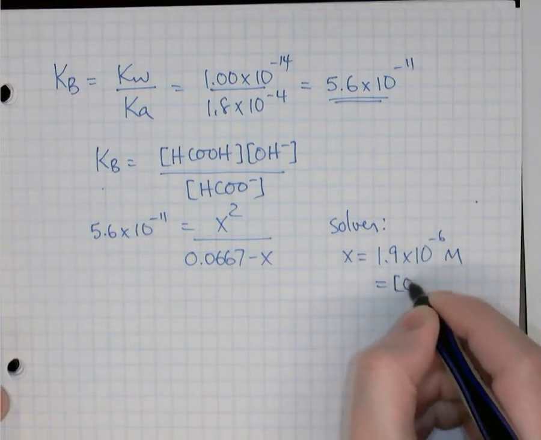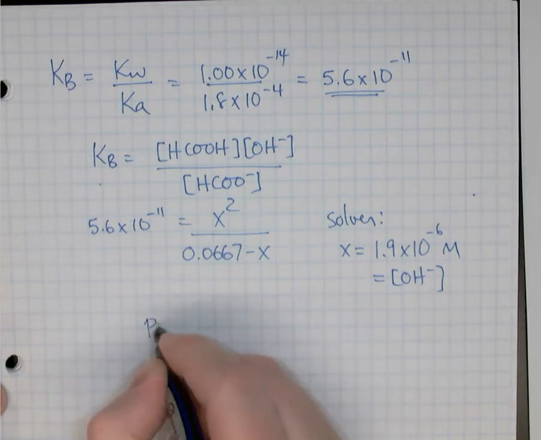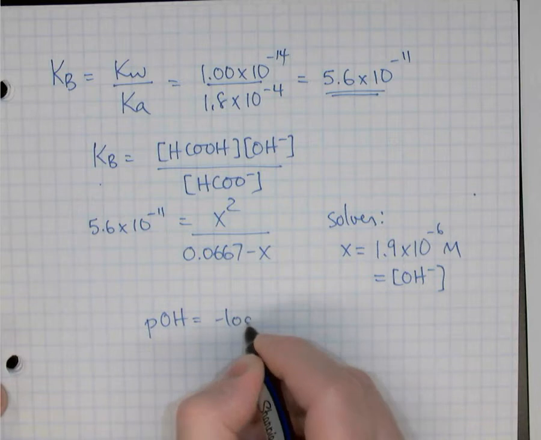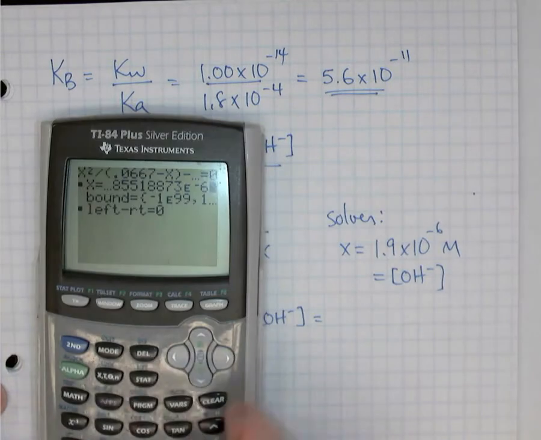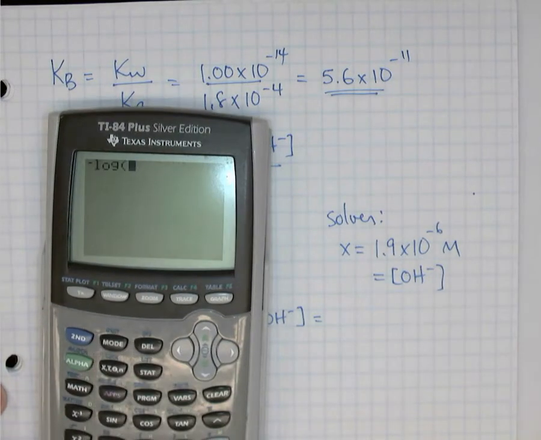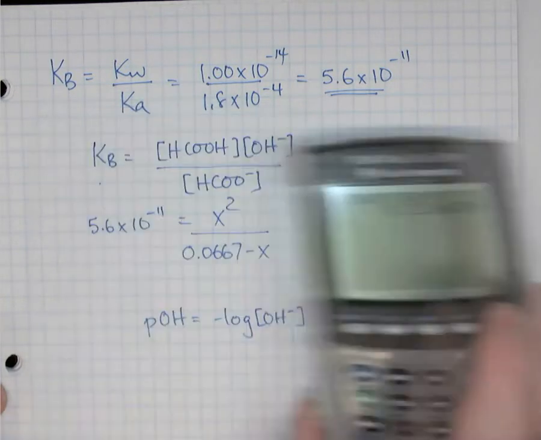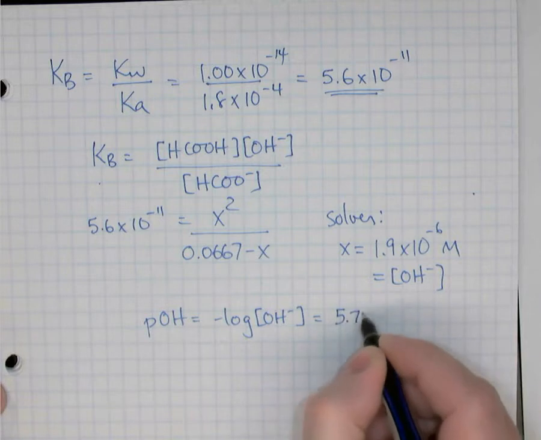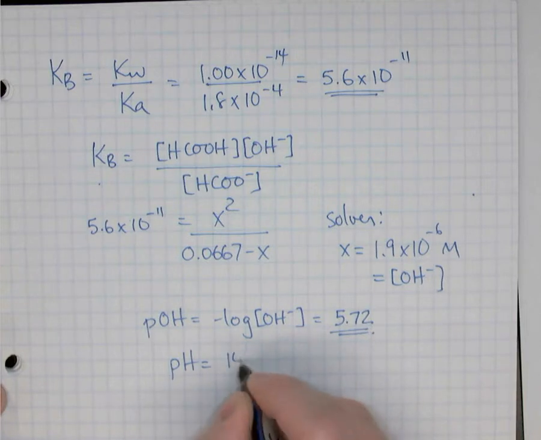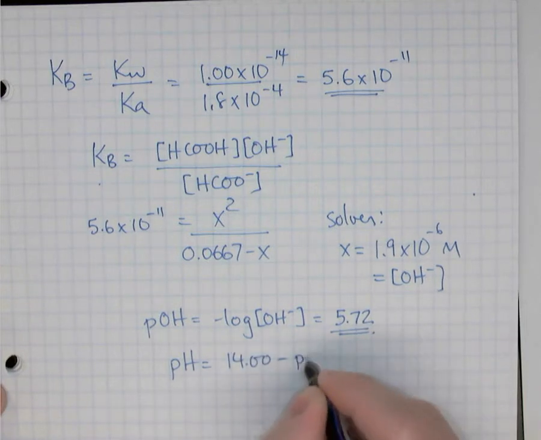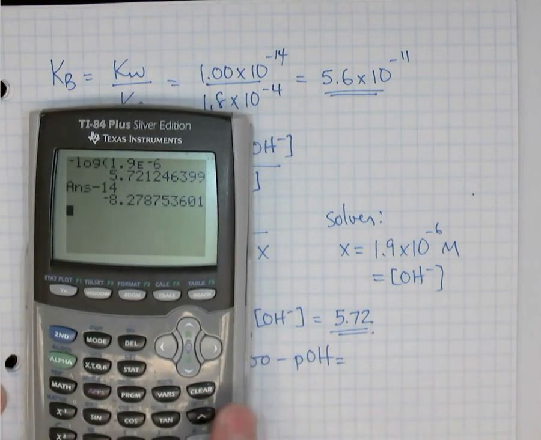And that's my hydroxide concentration. So now we can say the pOH, negative log of the hydroxide concentration, negative log of 1.9 times 10 to the minus 6, is 5.72. And so the pH will be 14 minus the pOH, 8.28.